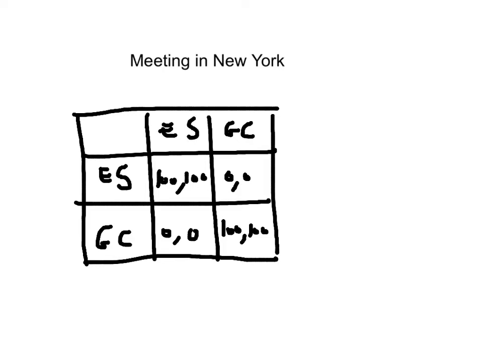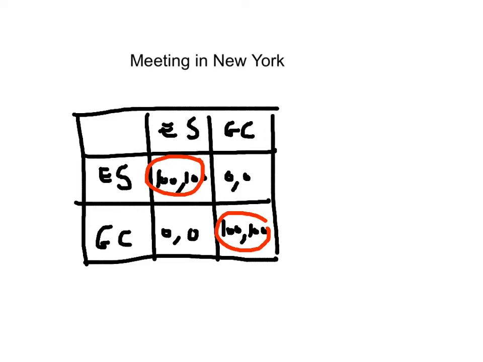And we have two equilibria in this game, two Nash equilibria. We have the Empire State equilibrium and the Grand Central equilibrium. And you can verify yourself that indeed these are Nash equilibria because each player is playing the best response to the other player's strategy. It's pretty trivial to verify this.